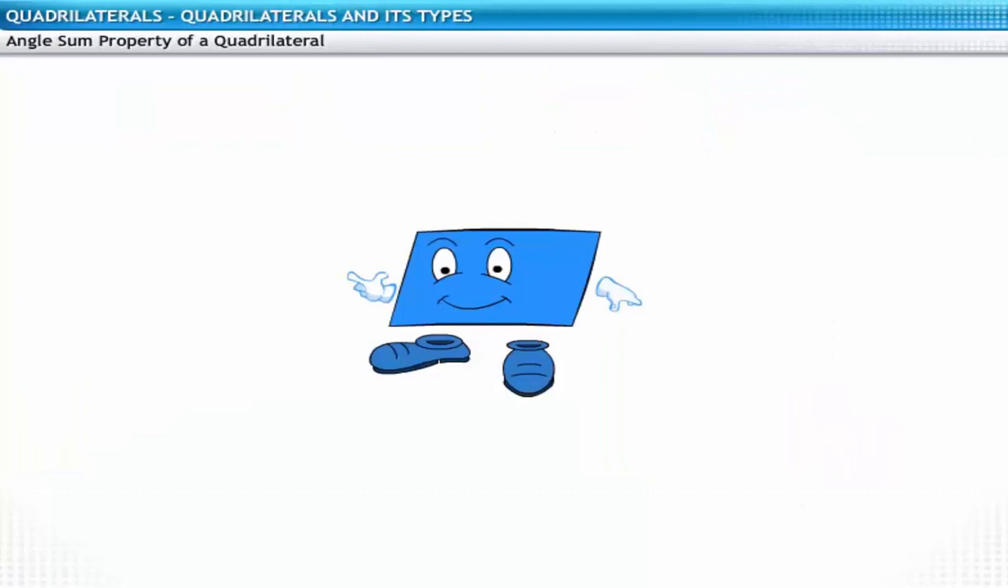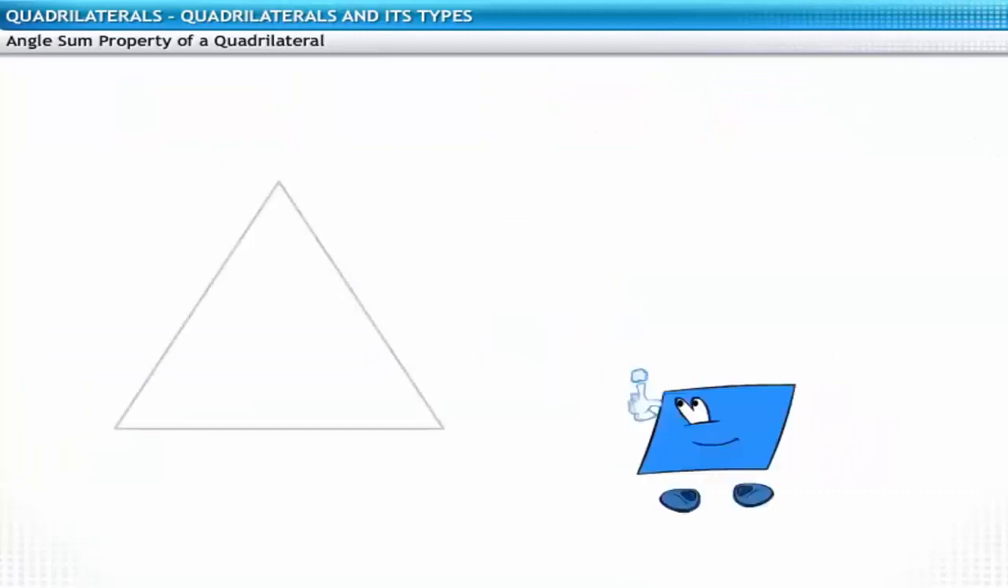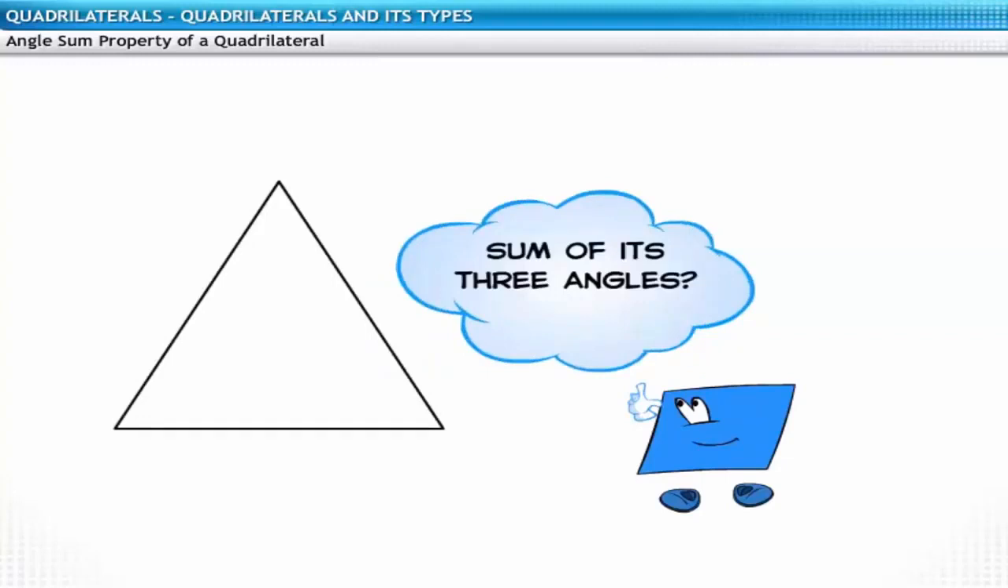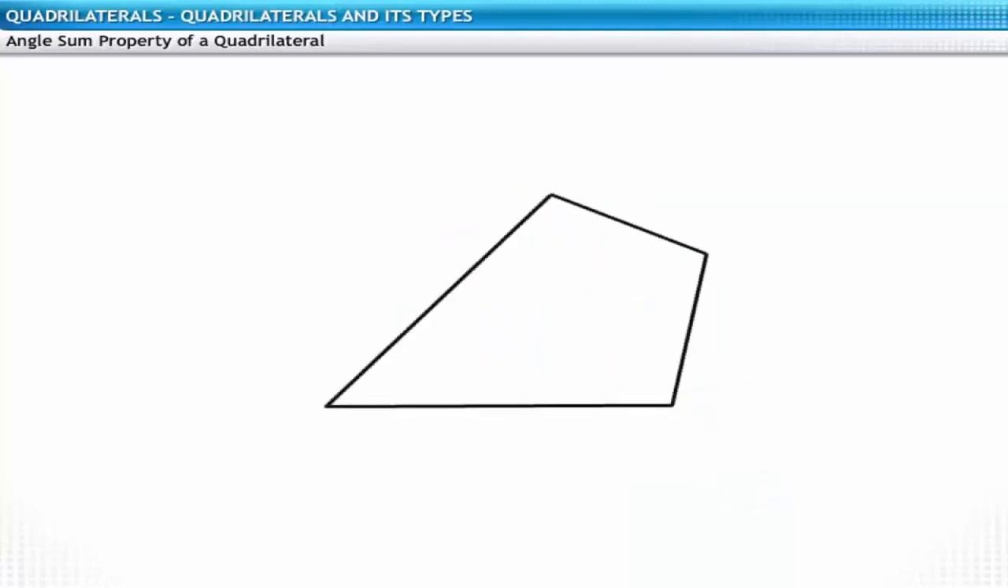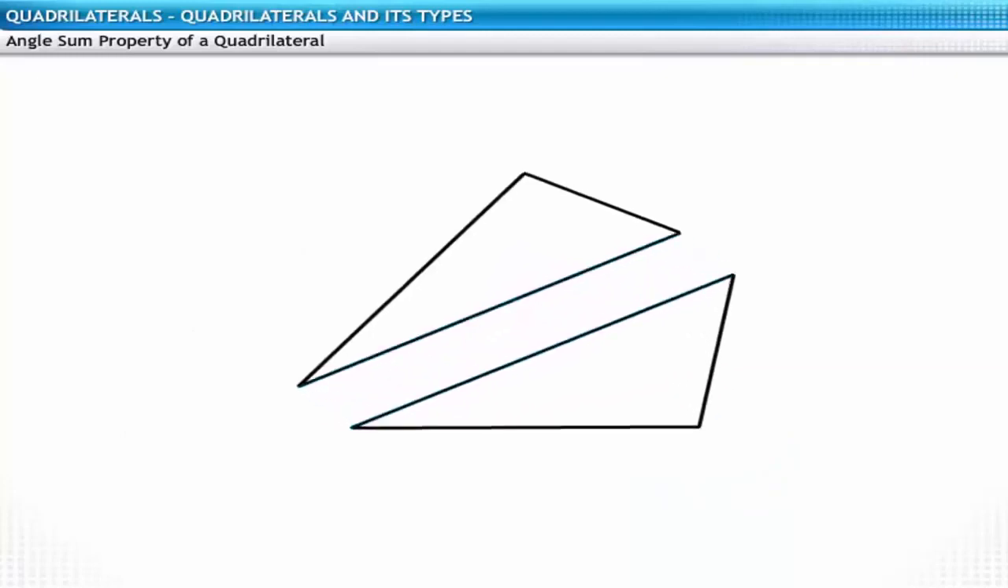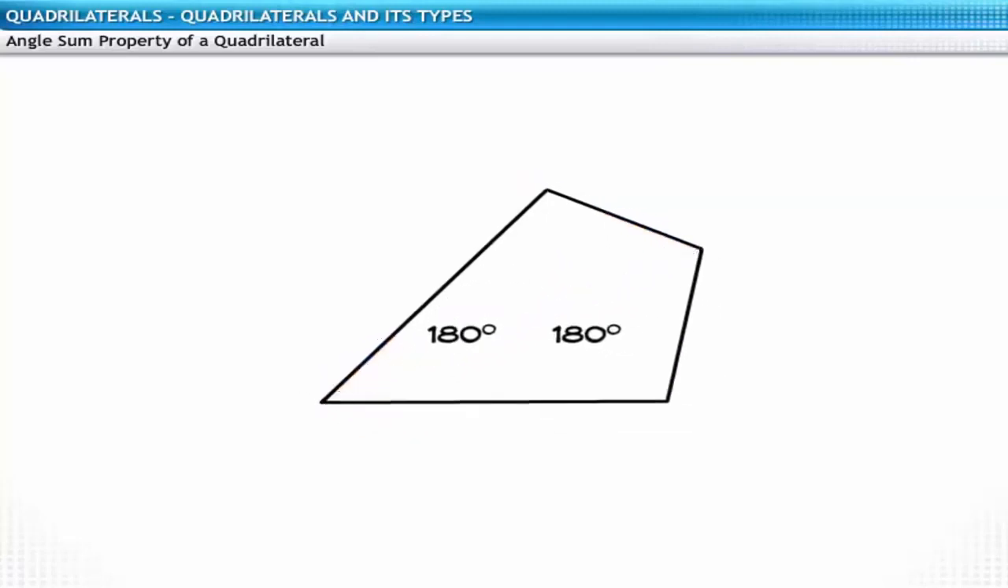Now, let's prove a property which holds true for all types of quadrilaterals. Do you remember the sum of three angles of a triangle? Yes, it is equal to 180 degrees. Using this property of a triangle, we will show that the sum of four angles of a quadrilateral is equal to 360 degrees. Consider a quadrilateral. A diagonal divides it into two triangles. Since the sum of three angles of each triangle is 180 degrees, the sum of the angles of a quadrilateral is equal to 360 degrees.